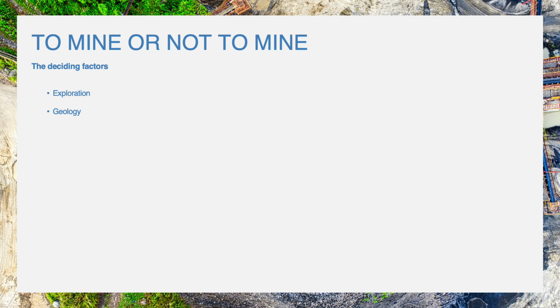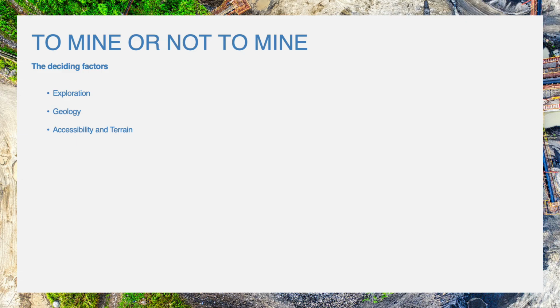Geology means the type, structure, depth, and stability of the rock. This affects which mining method can be used. For instance, if the ore is close to the surface, surface mining could be possible, or if it's deep underground, shaft mining may be needed. If the rock is unstable, mining could be more dangerous and expensive.